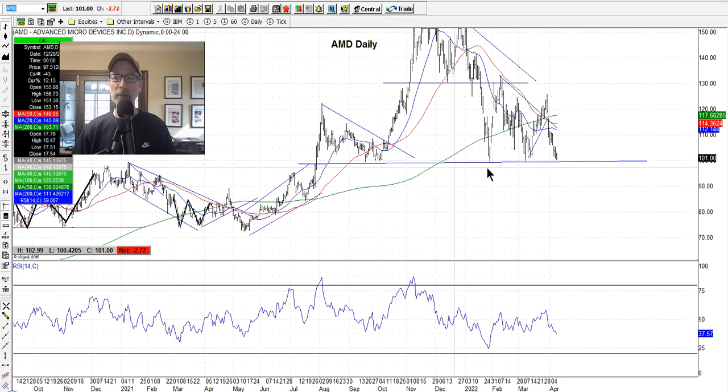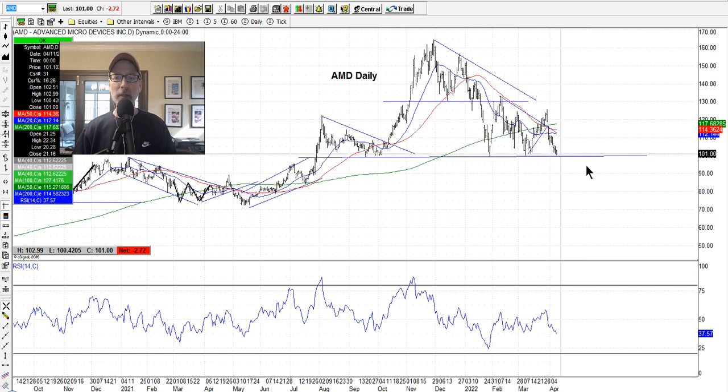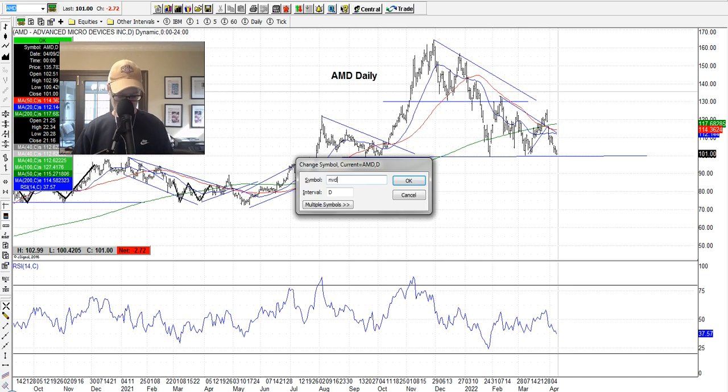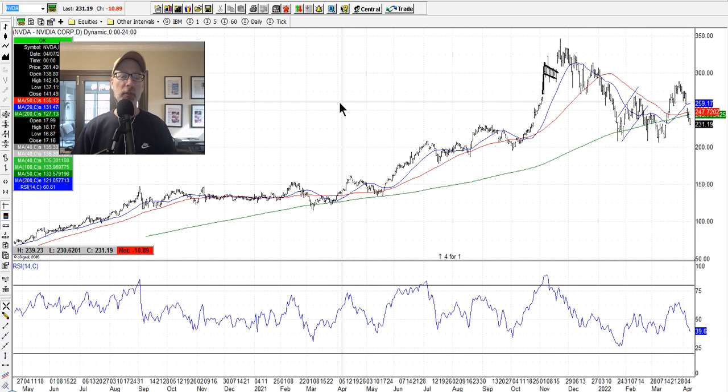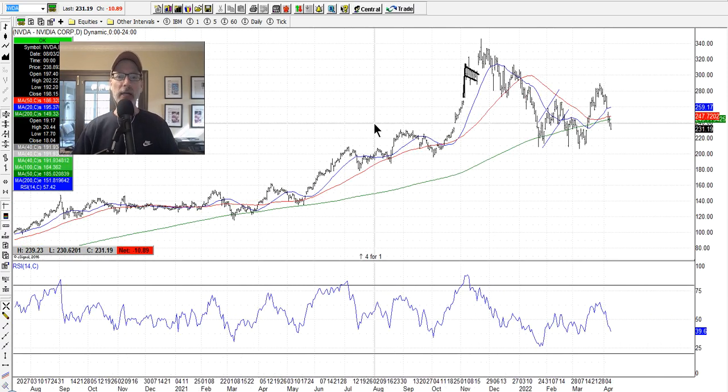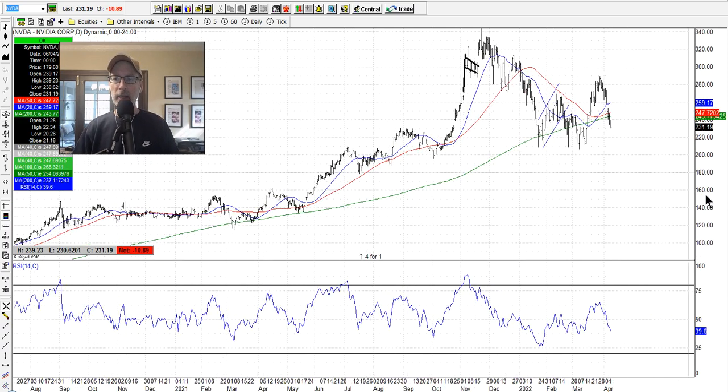It has come down to this $100 level many, many, many times, and it's been rebuffed each time. But if it breaks through 100, it can drop pretty quickly to whatever the next support area is. We don't know what that support area is, but if it bounces, it's going to bounce hard, especially if the general market goes up as well. AMD needs to get off its butt and go higher. Now, along with that, we have NVIDIA, which is another chip stock that gets a lot of action, very popular as well, is looking kind of weak.